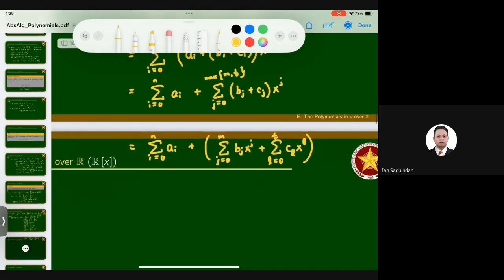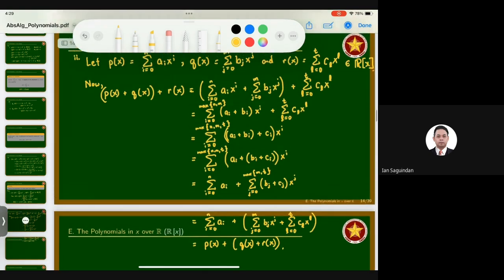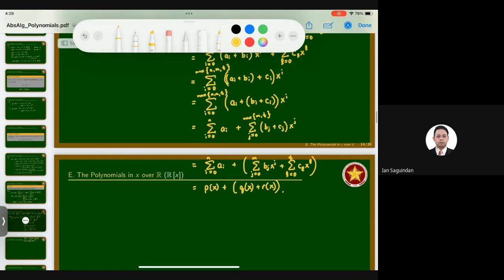Okay, and clearly, this is what we wish: p of x plus the sum of q of x and r of x. Thus completing the associativity of addition. So we are saying that the declared addition is associative on the set of all polynomials in x over the set of all real numbers.